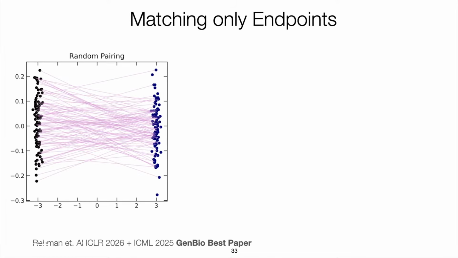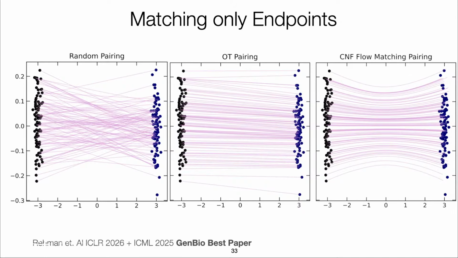So here's an example of what it could look like. Imagine we only want to match the endpoints. Here you have a random pairing of black and blue dots. To give you a bit more intuition why this is not a bad idea, you could assume that some oracle gives you this pairing. Let's say it's an OT pairing, or maybe a rectified flow pairing.